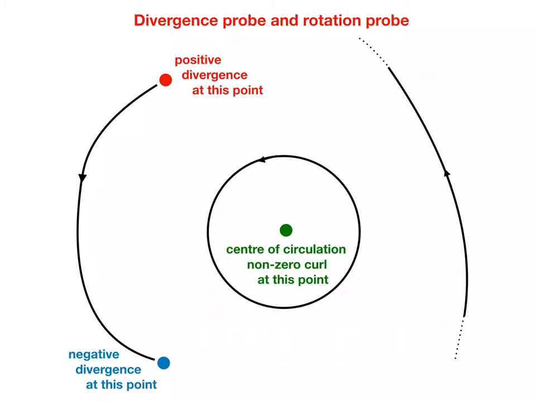As vector fields, the electromagnetic fields are defined for the entire space. The 3 points indicated in red, blue and green are of particular interest. These 3 points can be distinguished. The source of field lines has a positive divergence. The sink of field lines has a negative divergence. And centers of circulation have a non-zero curl at that point.